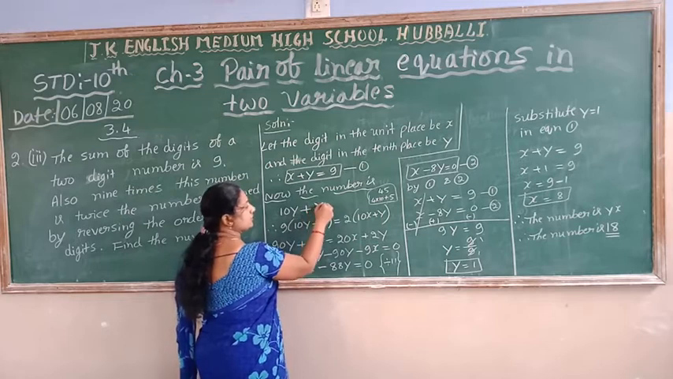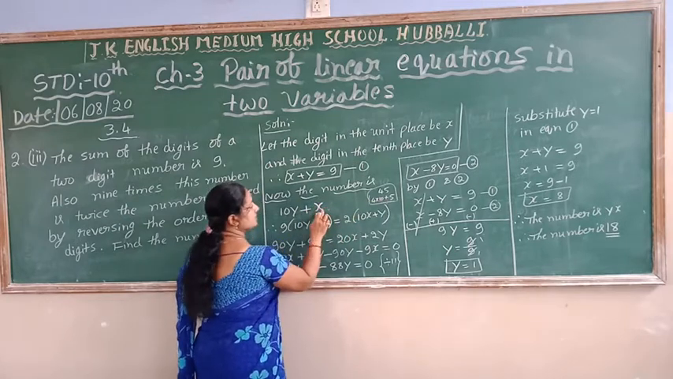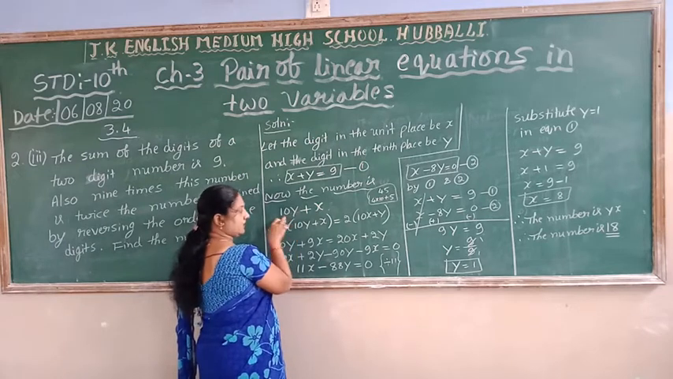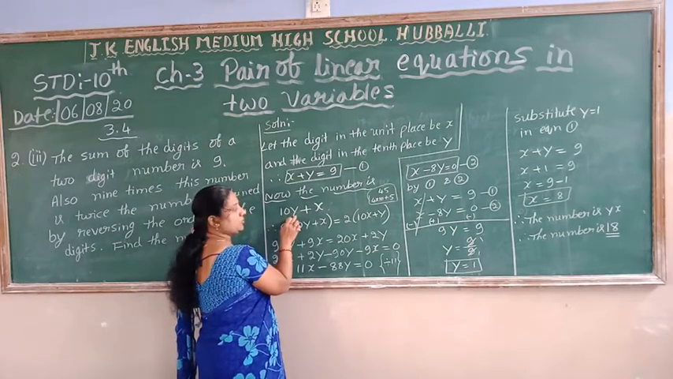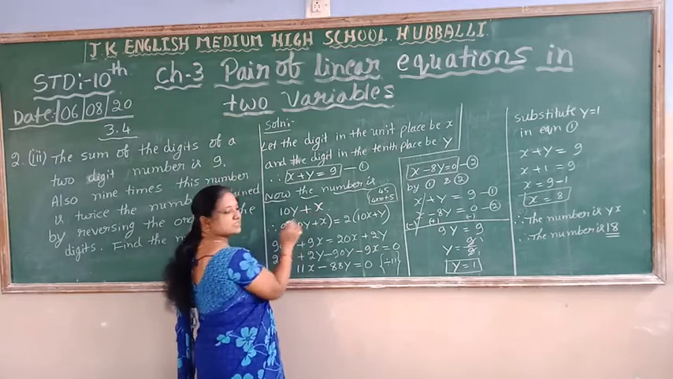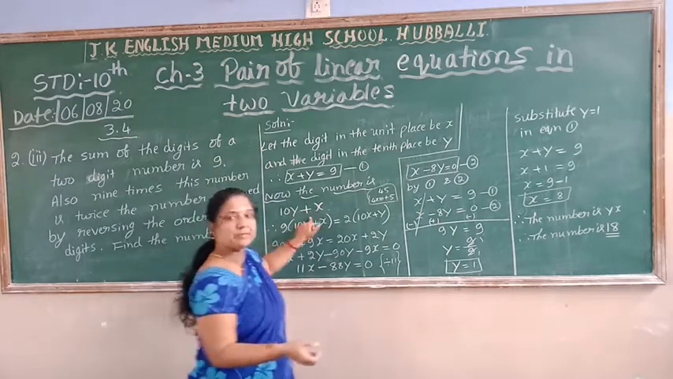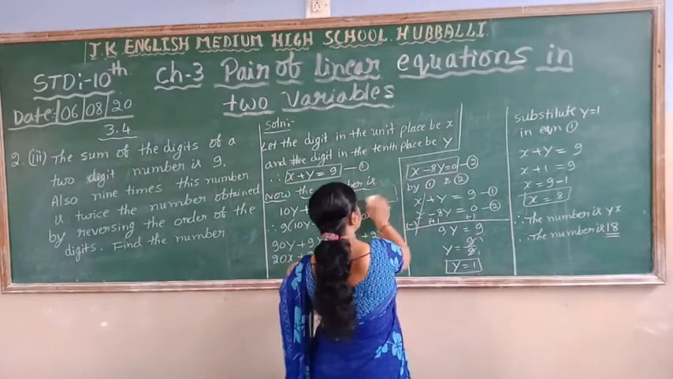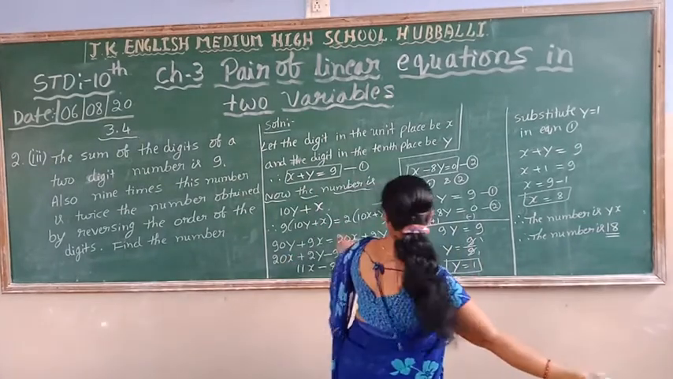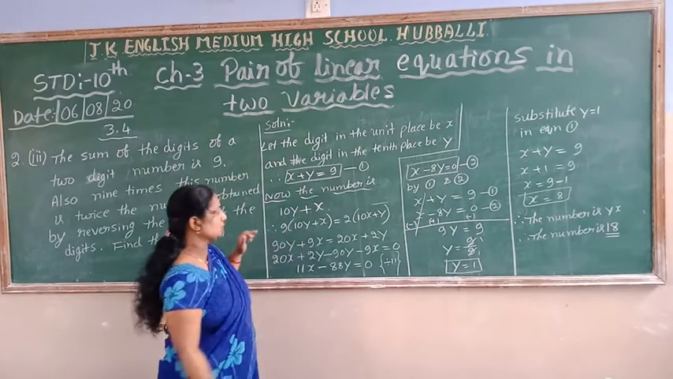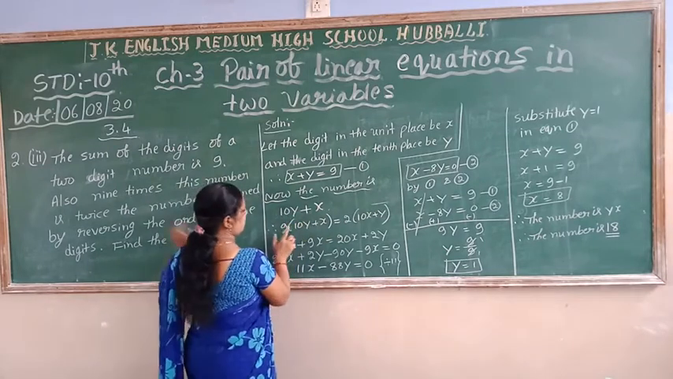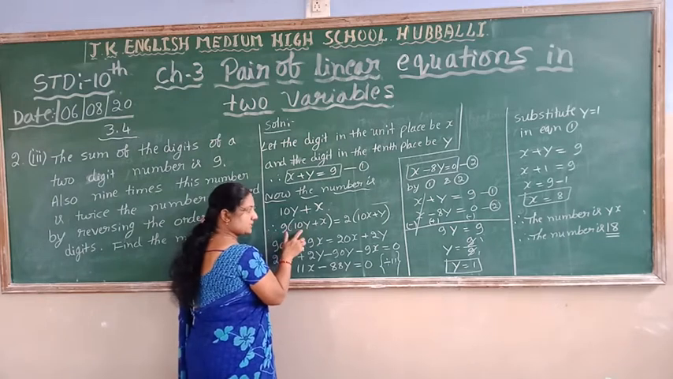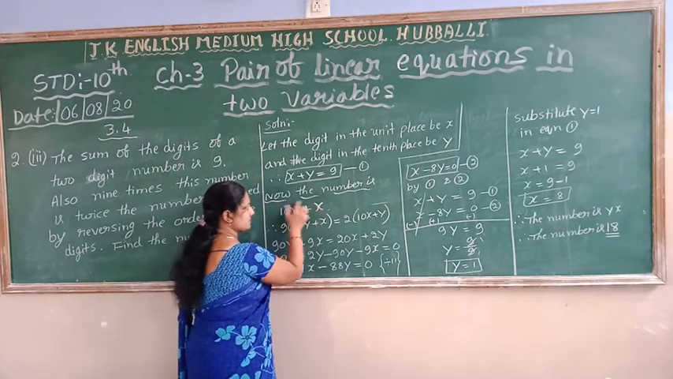Here, let the unit digit be x and y in the 10th place. So y is the digit in the 10th place, its place value is 10 into y, and the number becomes 10y plus x. Generally, this is the number. Now what they give in the statement: 9 times that number.